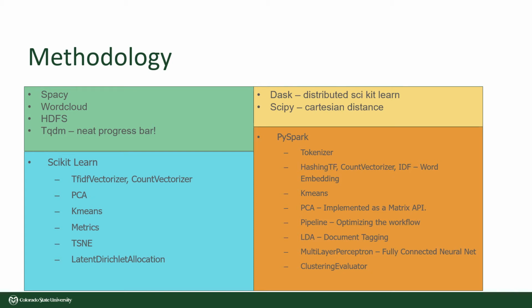spaCy was used because it contained a parser specifically for clinical and biological texts and contained several more relevant stop words for us to clean the text with. HDFS was used to read data from our Hadoop cluster, and Dask was used to try and distribute Scikit-learn's computations to make it faster. Both WordCloud and TQDM were used for visualizations and progress bars, respectively.